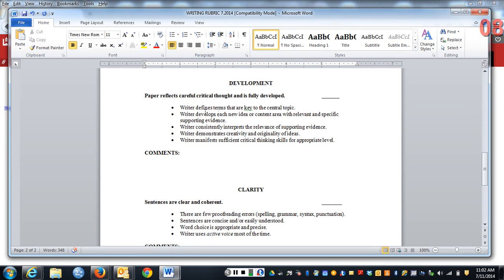So did the writer define terms that are key to the central topic? You can't assume when you're writing a paper that I even understand terms, particularly if it's technical jargon, maybe a new terminology used in a different way than is typical. You need to define those terms and how they relate to the central topic. You need to develop each new idea or content area with relevant and specific supporting evidence. This is a problem a lot. Students will not tell me how they know what they know.